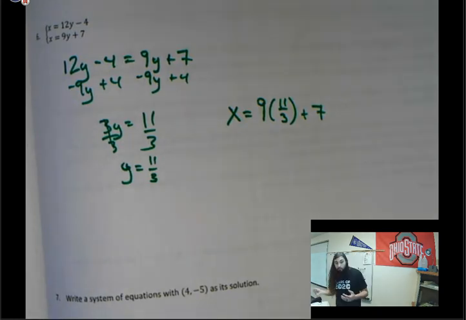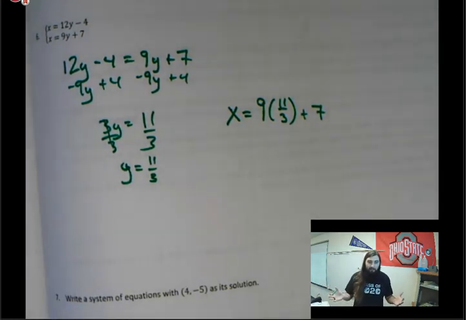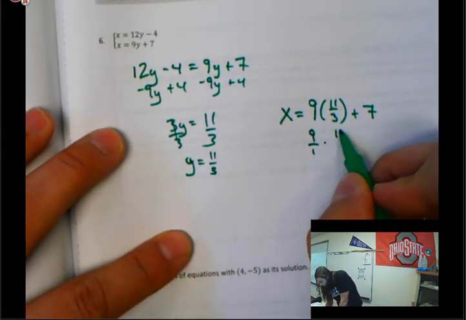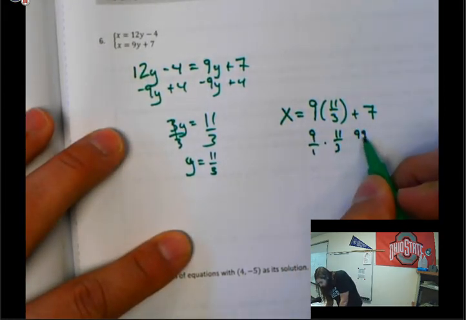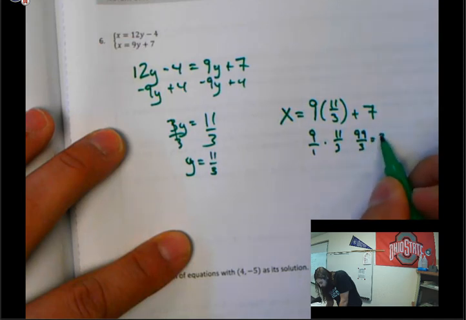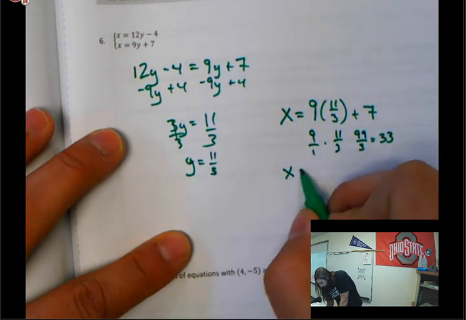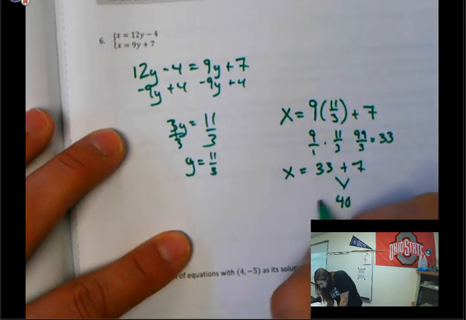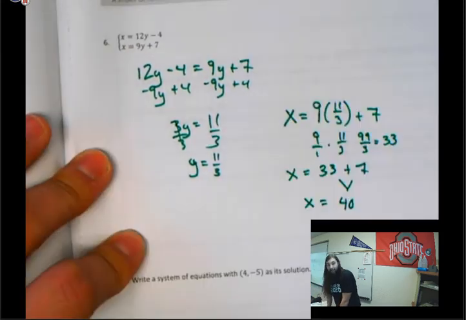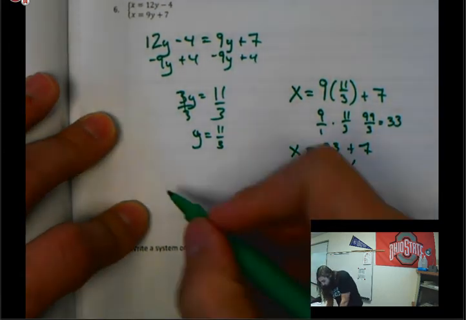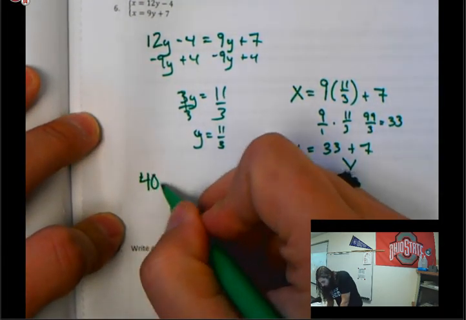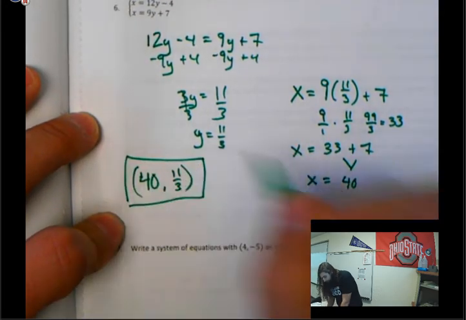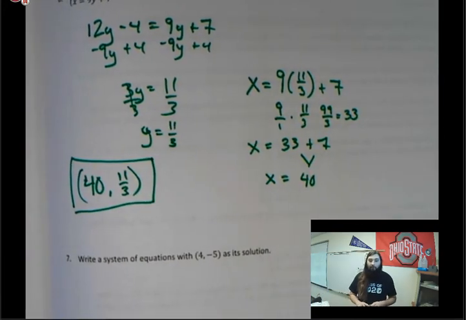The reason I picked this one is that it's a little bit easier to deal with, because when we do 9/1 times 11/3, that gives us 99/3, which is the same thing as 33. So now x is equal to 33 plus 7, which of course is 40. And so x equals 40, and my solution for this system of equations is going to be 40, comma, 11/3. That's it. Remember, x value always goes first.